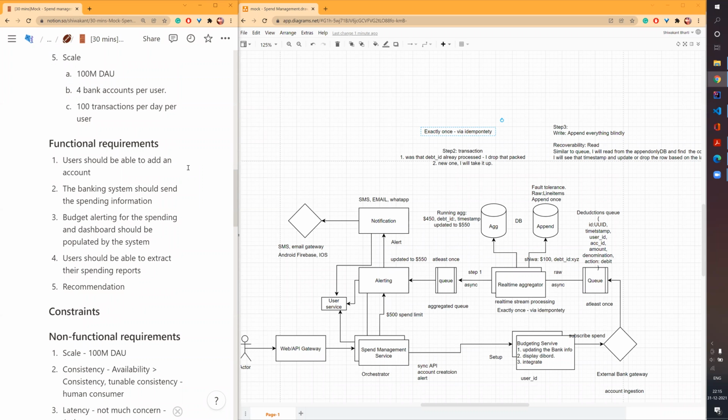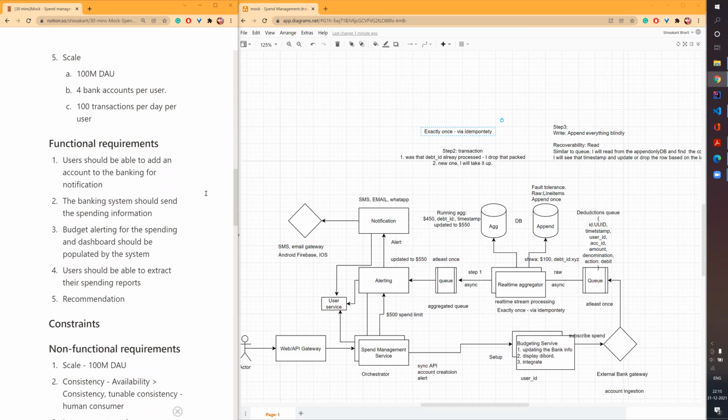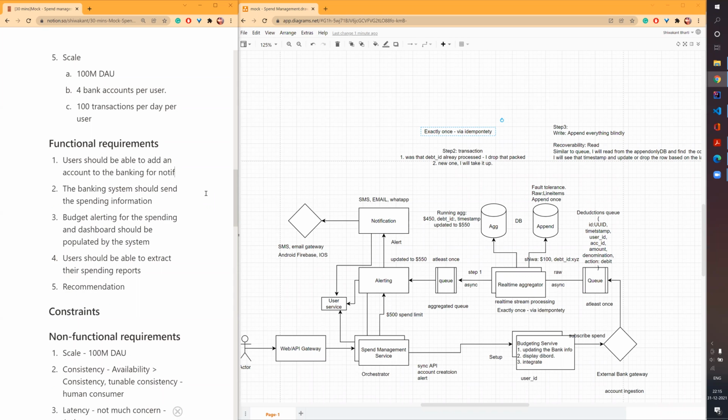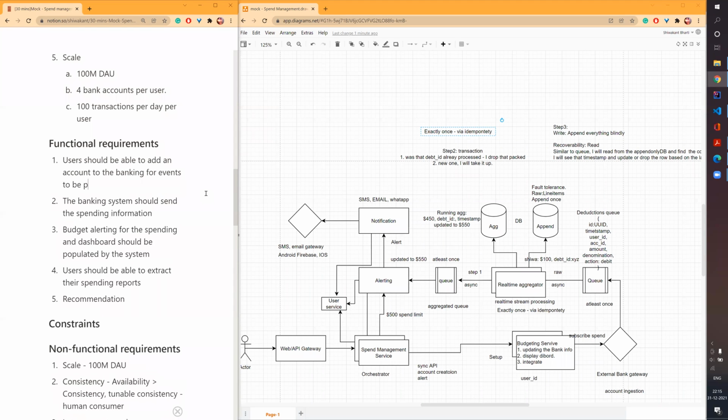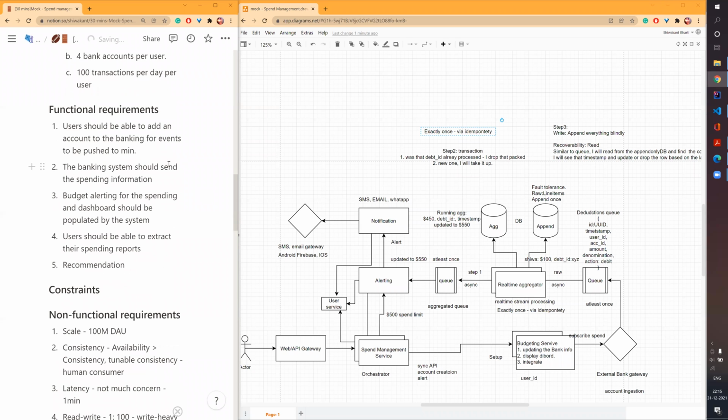So this actually translates to these functional requirements, which is that the user should be able to add an account to the banking system for notification, or basically for events to be pushed to Mint, and the banking system should send the spend information to Mint.